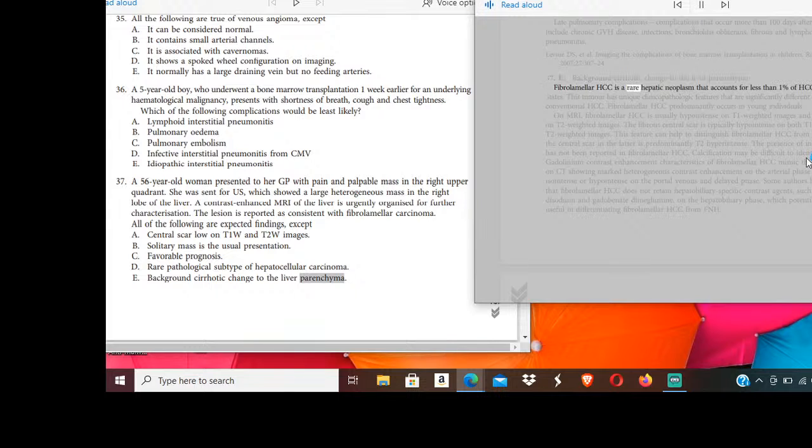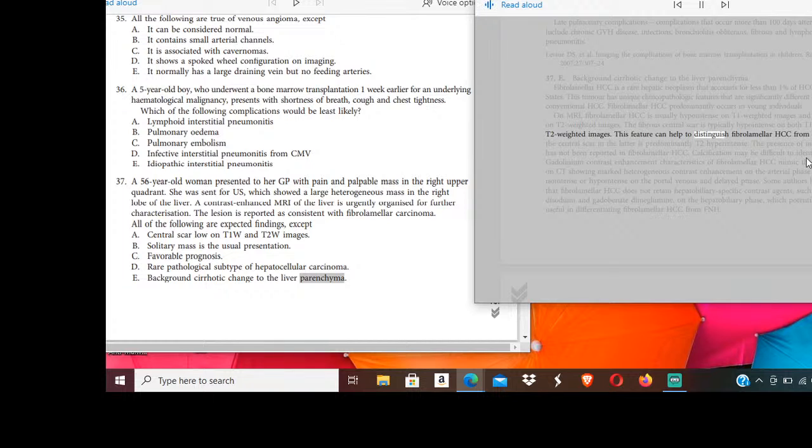Fibrolamellar HCC is a rare hepatic neoplasm that accounts for less than 1% of HCC in the United States. This tumor has unique clinicopathologic features that are significantly different compared with conventional HCC. Fibrolamellar HCC predominantly occurs in young individuals. On MRI, fibrolamellar HCC is usually hypointense on T1 weighted images and hyperintense on T2 weighted images. The fibrous central scar is typically hypointense on both T1 weighted and T2 weighted images.